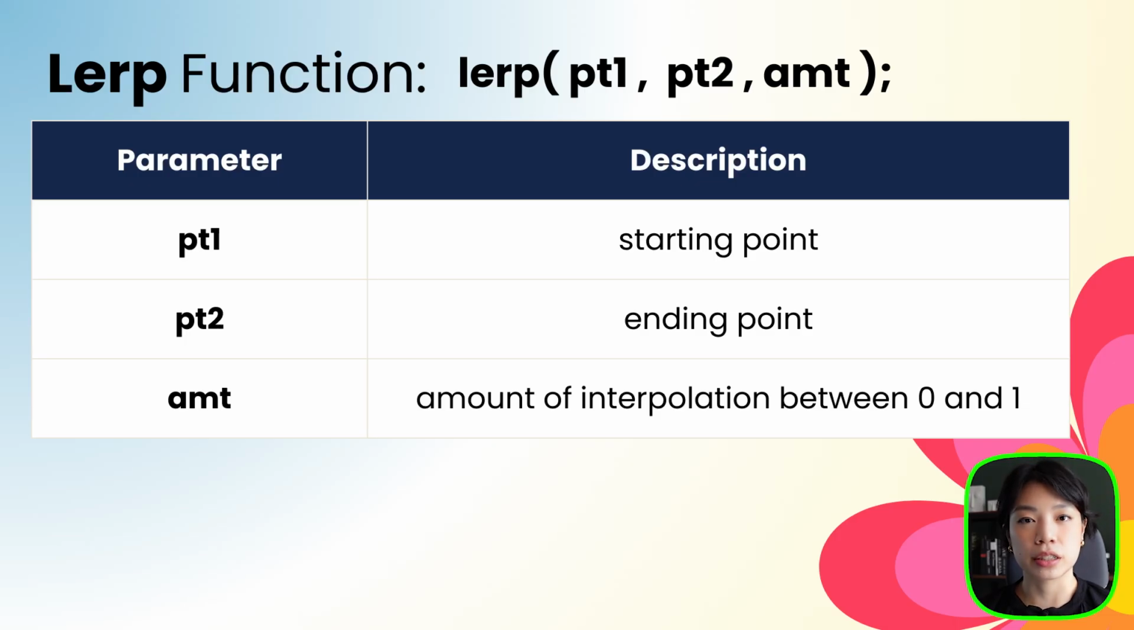So now that we have all the math out of the way, let's figure out how to use linear interpolation in P5.js. Luckily, there's a built-in function called lerp, and it takes in a total of 3 arguments: the first point, the second point, and the amount of interpolation.